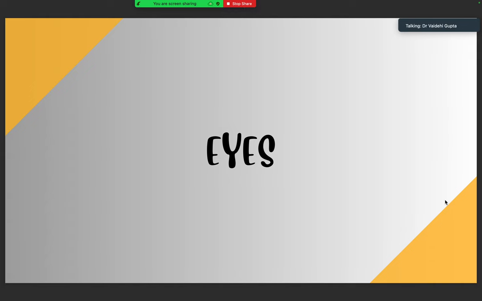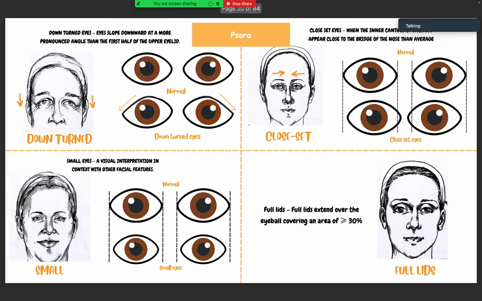Next one is eyes. In eyes, there are many features like downturned eyes, closed-set eyes, small eyes, and full lids. I'll discuss one by one. Downturned eyes. Eyes are sloped downward. Again, sloping is present because sloping is very important in Psora. So eyes slope downward at a more pronounced angle than the first half of the upper eyelid. So in the lateral portion, the lateral canthus is slightly downward. That's why it is called downturned.